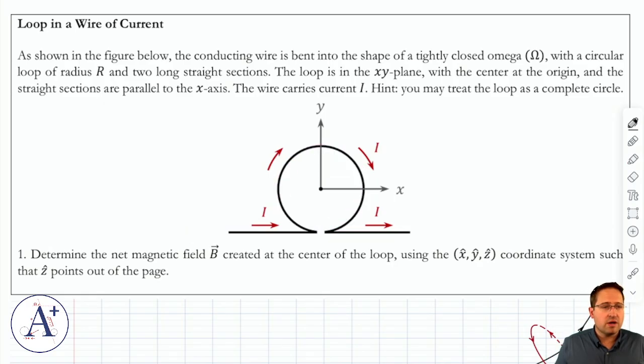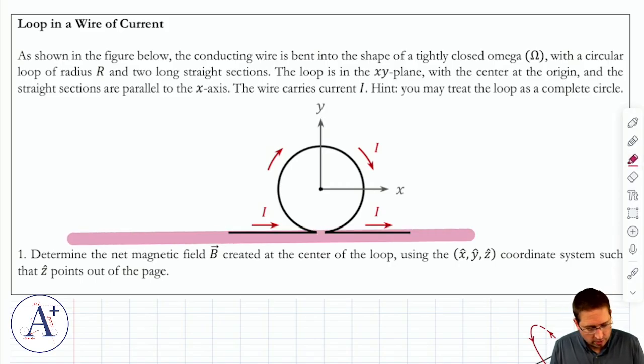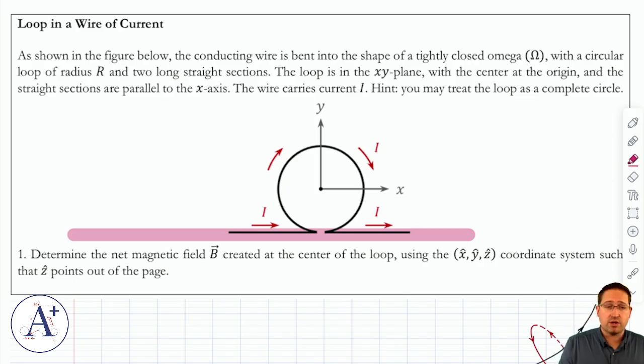Now, if I look at this, first of all, I know it's not Ampere's law, but it turns out I don't even know how to do it with Biot-Savart in one fell swoop. What I have to do is deconstruct this. I have to say that it is the superposition of an infinite wire, which I actually know how to do with Ampere's law, and a ring of current, and that's going to be Biot-Savart.